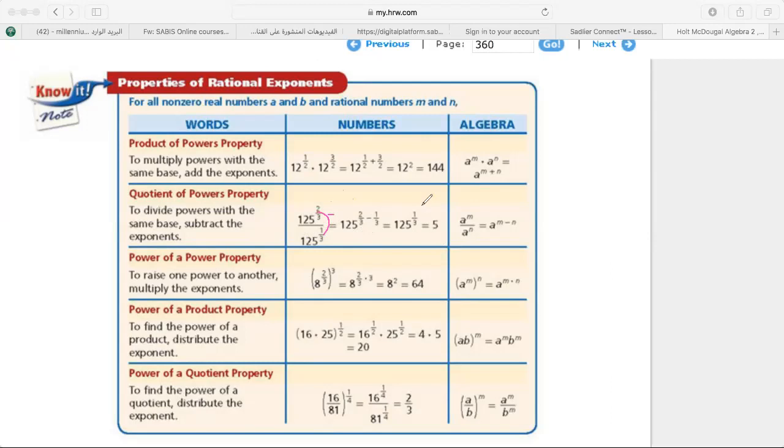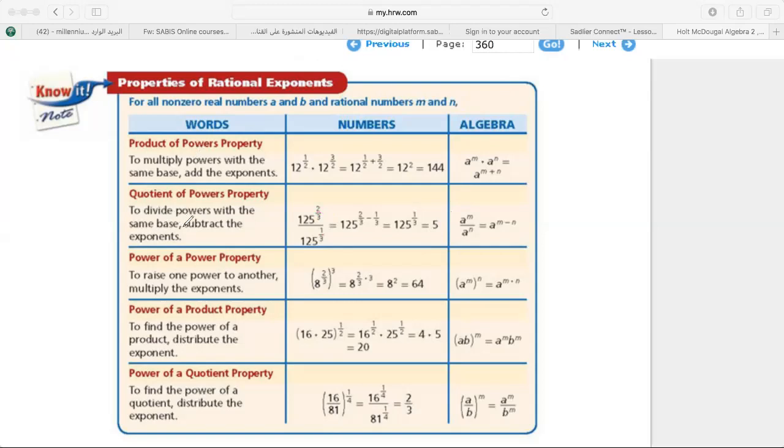125 to the power 1/3 can be written in this form: 125, the denominator is 3, so the index is 3, so it is the cubic root of 125, which is 5.